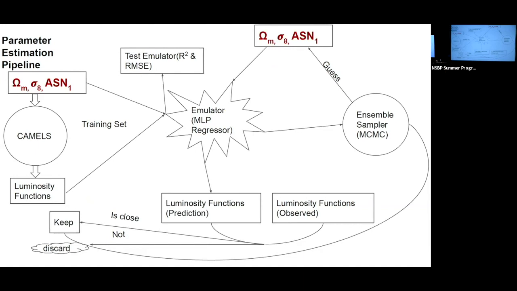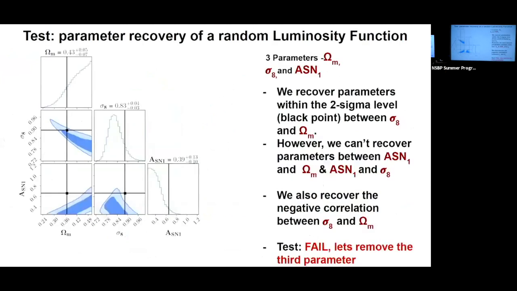So what we discovered is that with the 3 parameters, we can find the convergence of the sigma 8 and the omega matter, as we can see here, but we're not able to recover the stellar feedback. So this is a problem, right? This test is a fail.